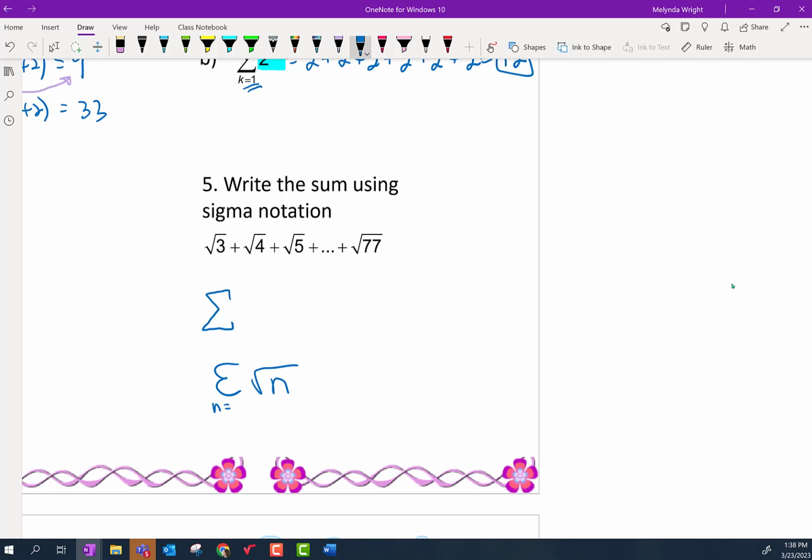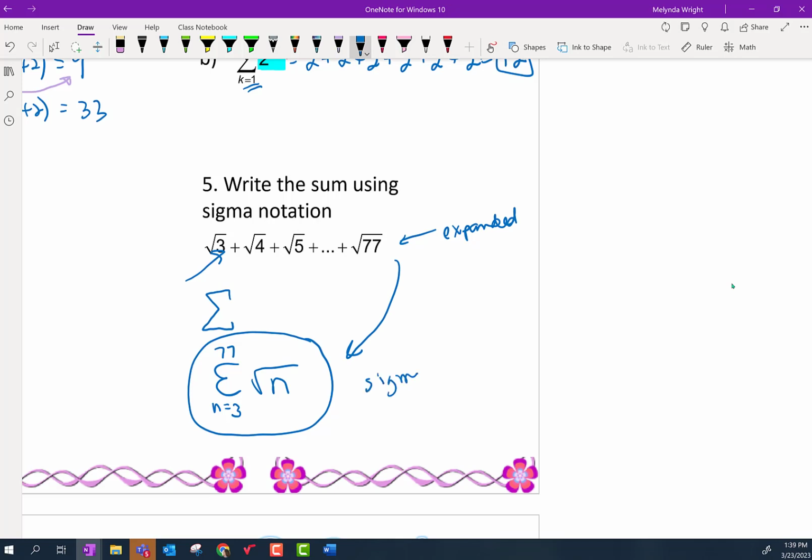then what would n need to start at if I made it root n? Would it have to start at a 3? Because that's the first one. It started at a 3, and it would go all the way to what? How far is it going to go? Yep, to 77. And that's how we would translate this expanded form into sigma notation. Sigma notation, or summation notation, is another way to say it.